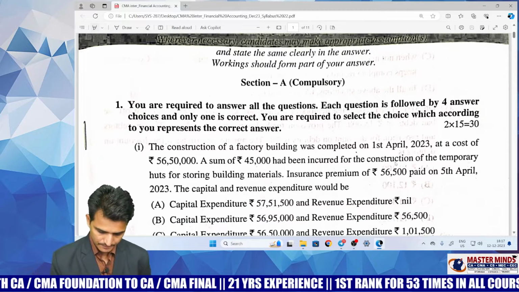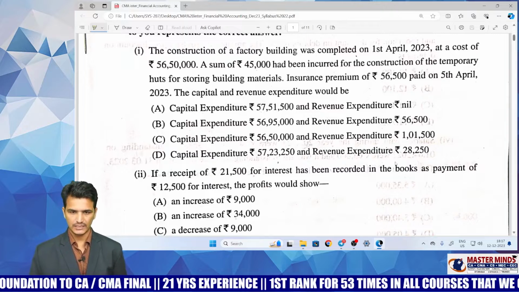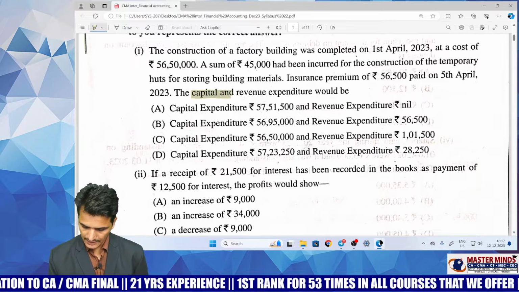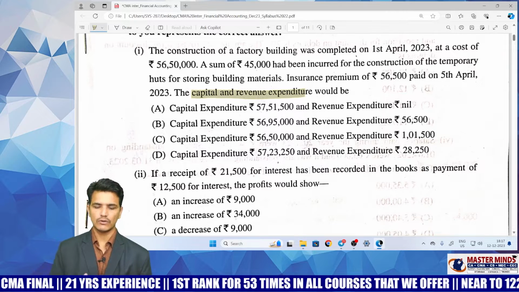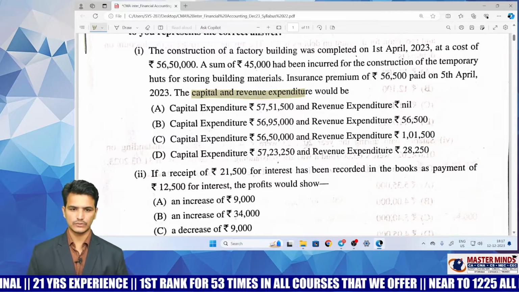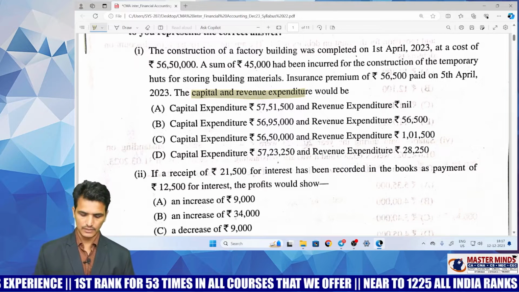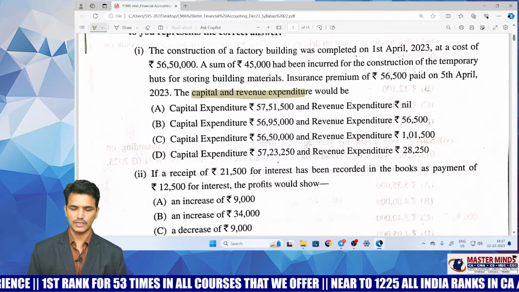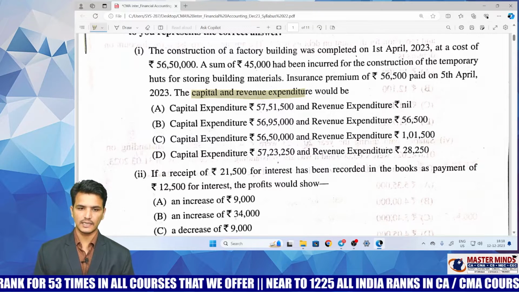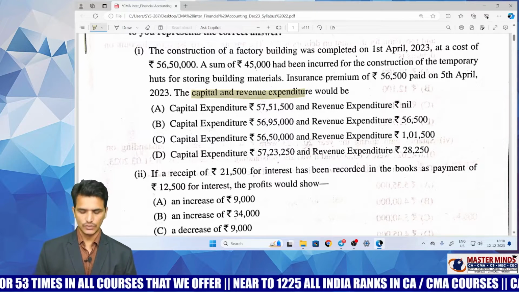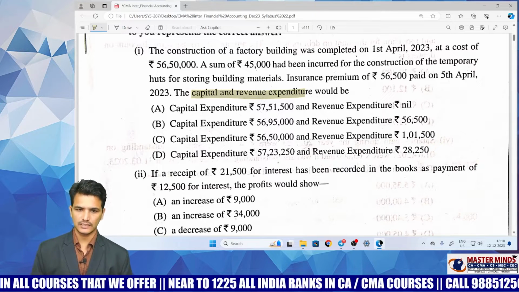So in the first question, MCQ number 1 is related to the theory chapter, that is capital and revenue expenditure. Those who have gone through this theory chapter can comfortably answer it, because the points given in this question are covered in the fill in the blanks below the theory content in our Masterminds material.